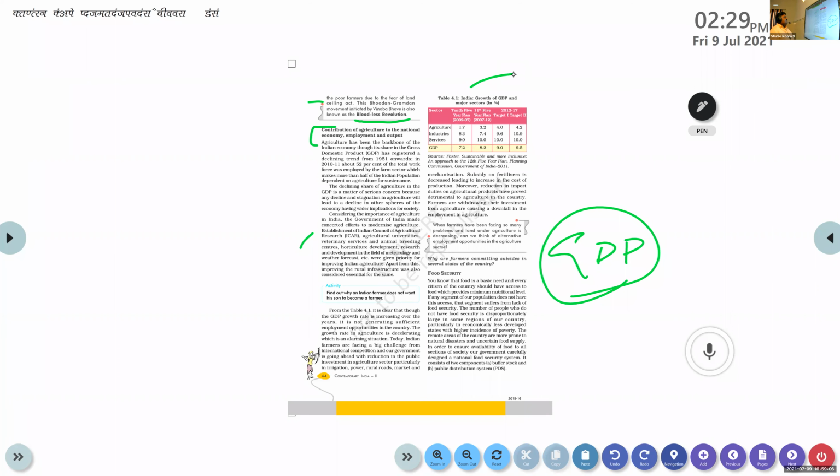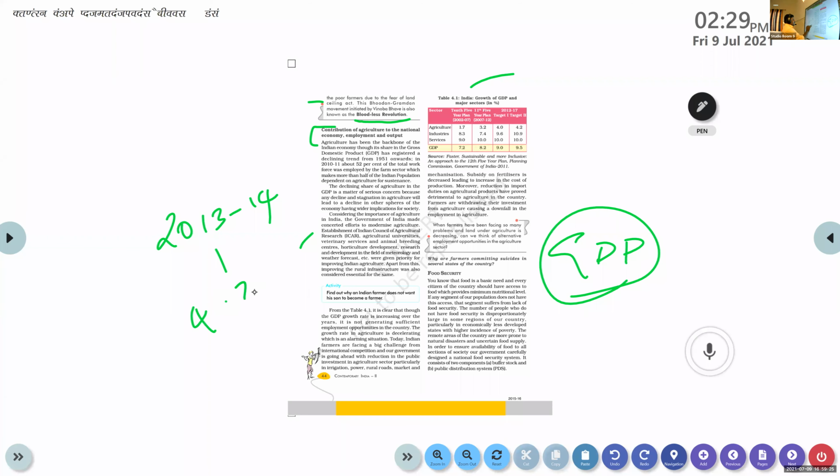In 2010 and 11, please check in your textbook whether the data are correct or wrong. For 2013 and 14, tell me the percentage. Agriculture is 4.2.